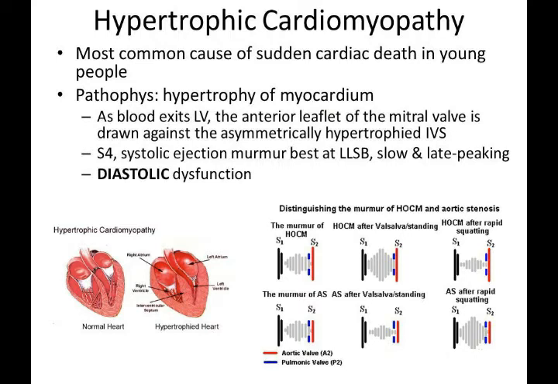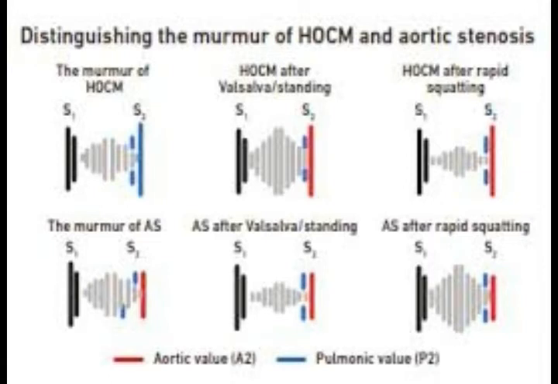The murmur of hypertrophic obstructive cardiomyopathy does not radiate to the carotids like that of aortic stenosis. The important auscultatory feature of HOCM that distinguishes it from aortic stenosis relates to dynamic auscultation, which we will be discussing in just a while.